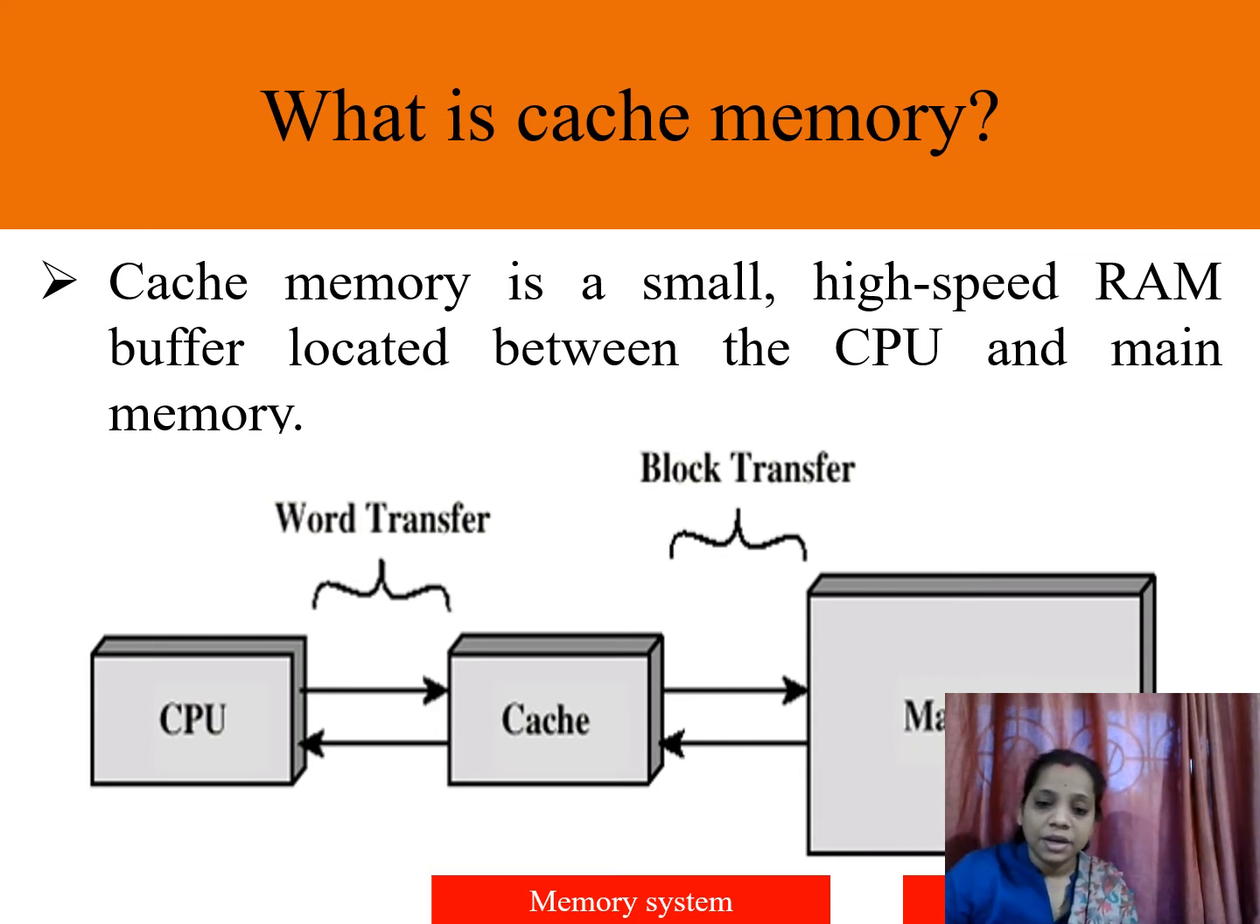Just look into the diagram. So there is a CPU, and this is your main memory. Okay, so it is placed in between: there is a cache memory. The meaning of cache is to hide. So it is placed in between the CPU and the main memory.